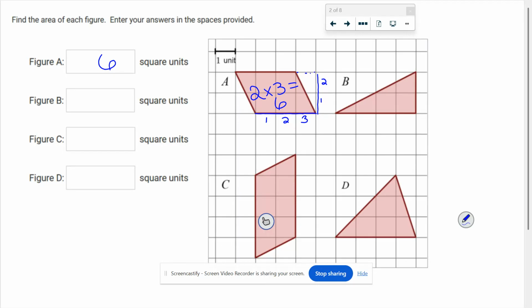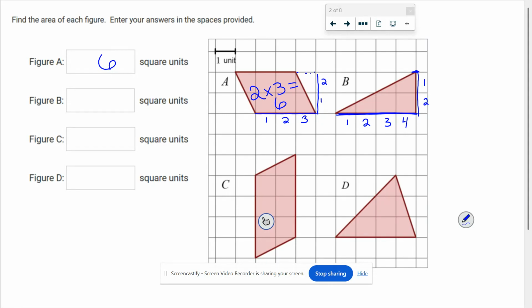Now let's look at B. For B, we have a triangle. The first thing we need to do is count our base, which again is always one of our straight sides. I highlighted it in blue, and our base is 1, 2, 3, 4 units. And then our height goes from the base up to the opposite tip, which is 1, 2 units.